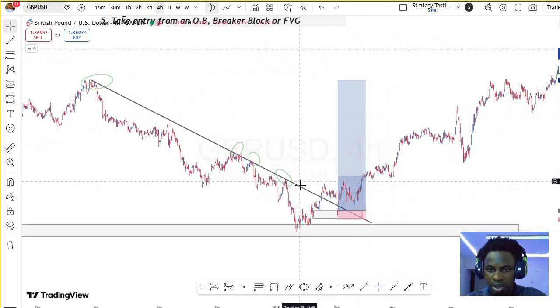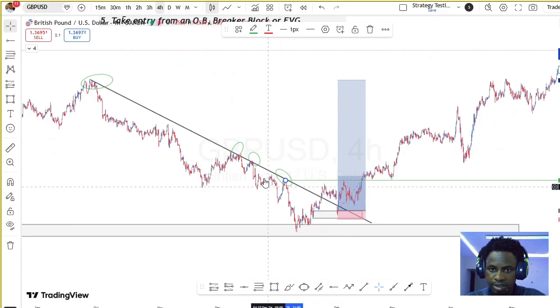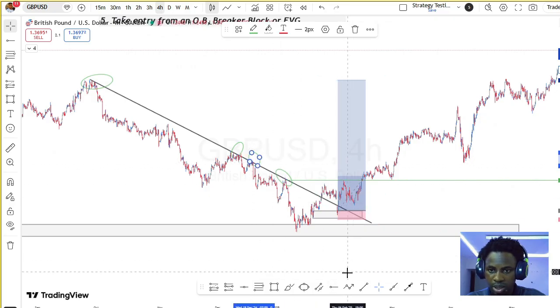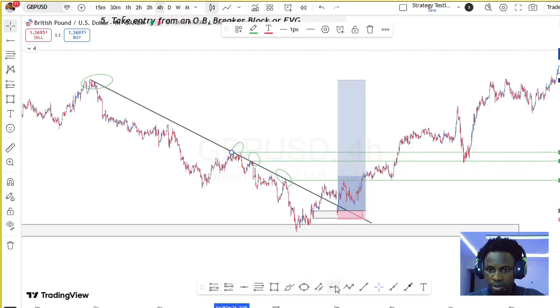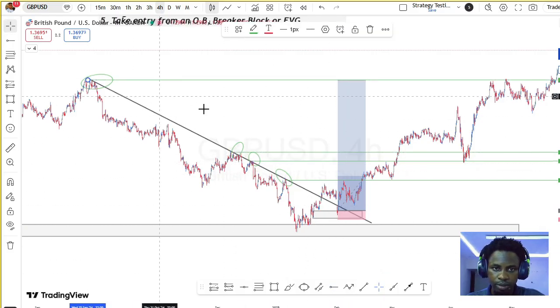So now let's see. This was the first. I'm just going to highlight all these touches here. We had another one here. We had another one here. We had another one here. And the last one, right at this point here.